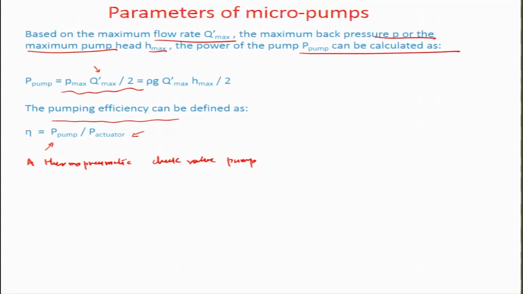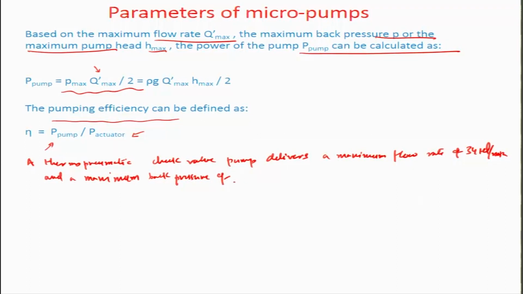So the thermopneumatic check valve pump delivers a maximum flow rate of 34 microliters per minute and a maximum back pressure of 5 kilopascals. So we have to actuate the thermopneumatic mechanism.